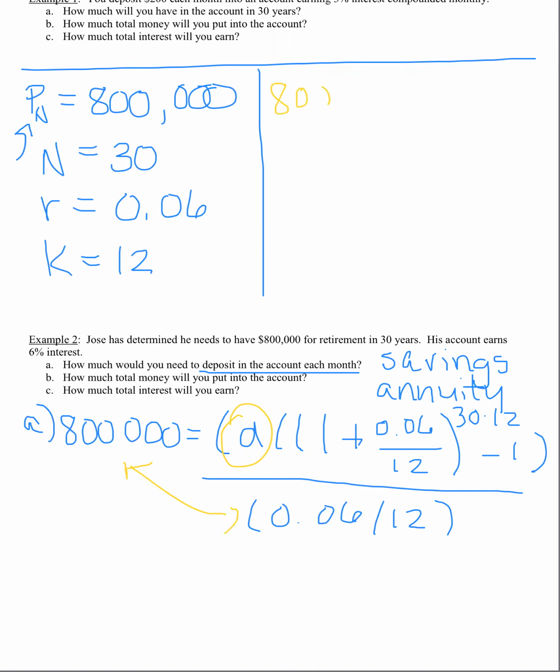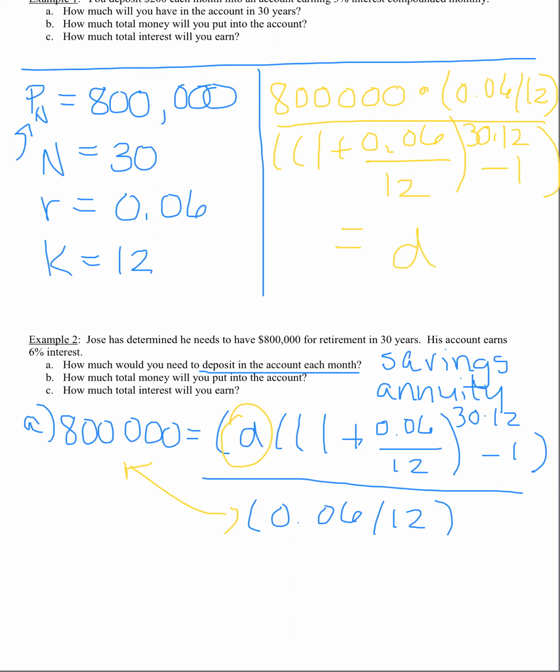So I would do 800,000 times that 0.06 divided by 12. And then since D is being multiplied, we actually divide by that whole piece. So just write exactly what it is here, 1 plus 0.06 divided by 12, 30 times 12 minus 1. And that equals your D algebraically.